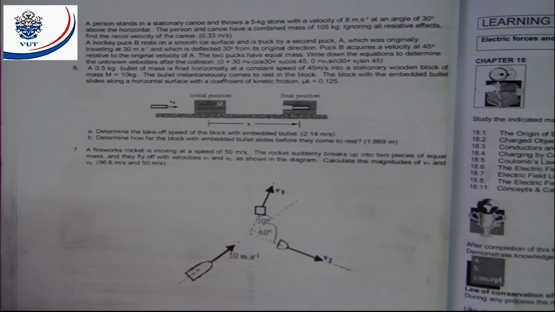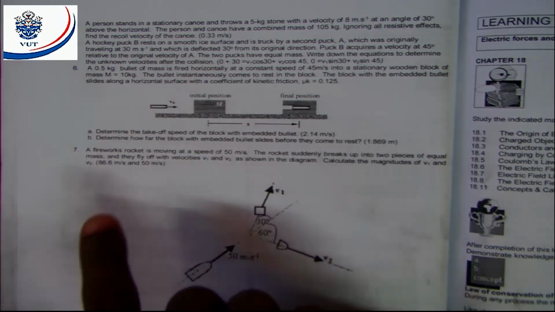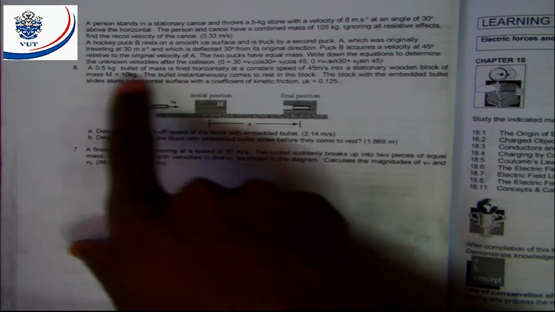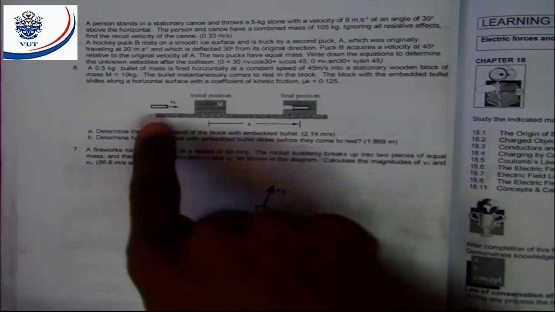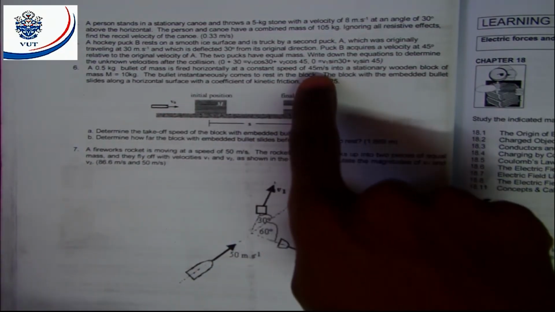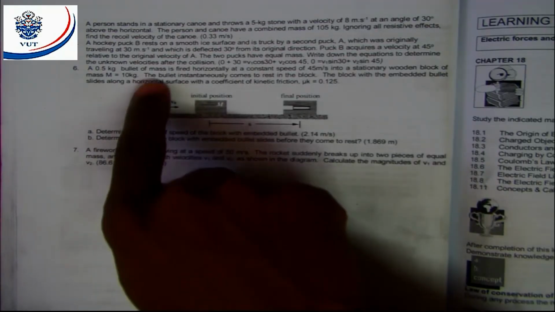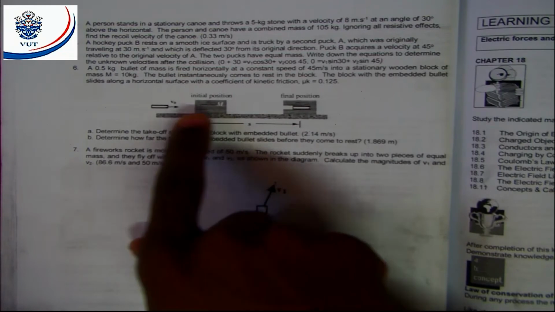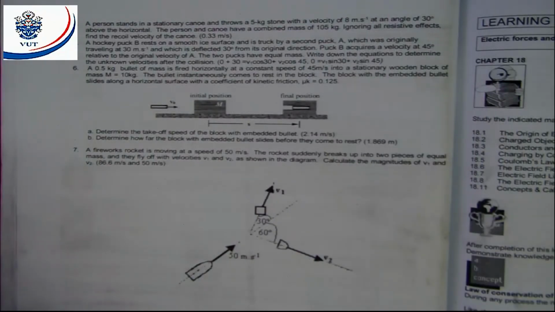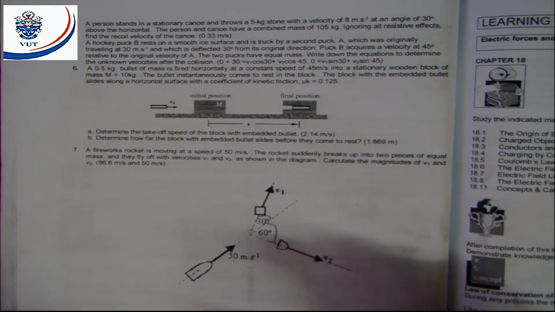Okay, so now let's look at question number 6. So question number 6, we are told we have a half kg bullet of mass. So the half kg is the mass. It's fired horizontally, so there's the bullet. It's fired horizontally at a speed v naught, which is 45 meters per second, at a stationary wooden block. So the block is initially stationary, and it has a mass of 10 kilograms. As soon as the bullet hits the block, it instantaneously stops. So that means they move together. As soon as the bullet hits the block, they start moving together. Okay, so you can imagine.